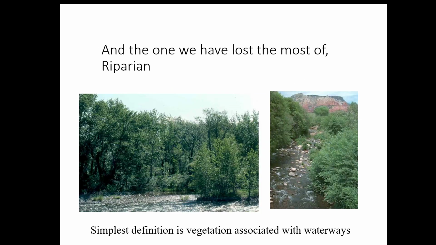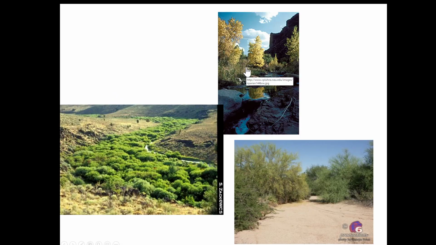And then the last biotic community I want you to know, because we'll come back to this one, and that's riparian. And the definition of riparian is vegetation associated with a waterway. And it's usually moving water. For example, you can see here, this is along the Oak Creek in Sedona. Here's another area. This is in southeast Arizona on the San Pedro. Here's some areas in a canyon up on the rim.